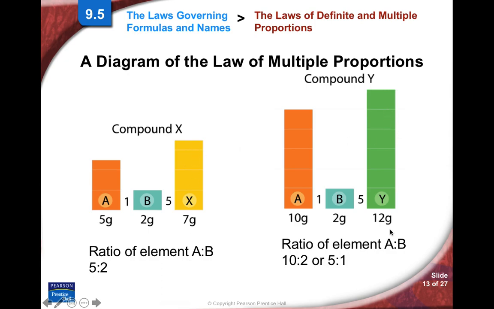Here's another diagram from your textbook. Compound X and compound Y are both composed of the same elements, A and B. However, the proportion or the ratio of element A to element B is different in the two of them. Notice that 5 plus 2 is 7, and 10 plus 2 is 12. 5 divided by 2 is a different ratio than 10 divided by 2. That's only 5 to 1.